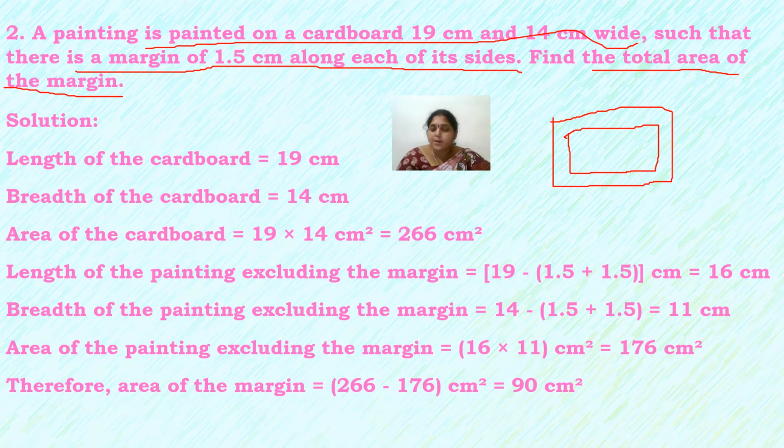Now, how are we going to do that? Total it is 19 and 14, and on all the sides it is 1.5. All the sides it is 1.5 centimeters.